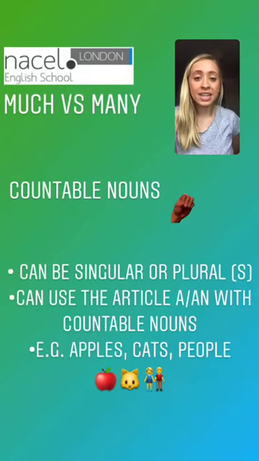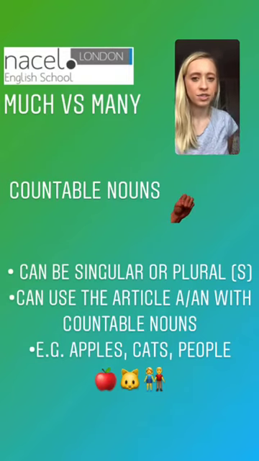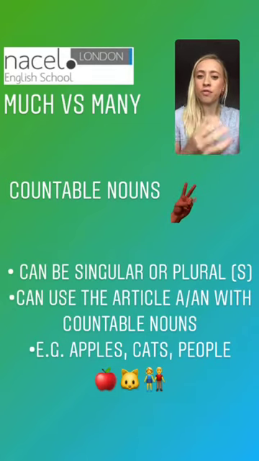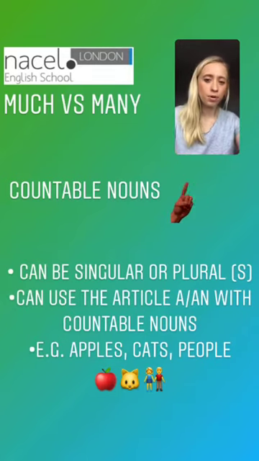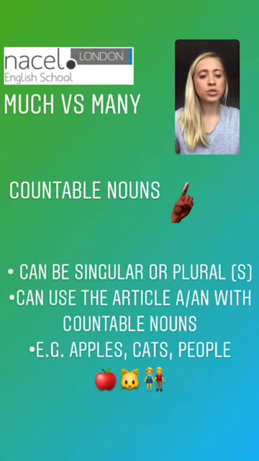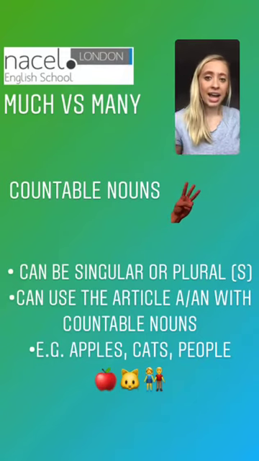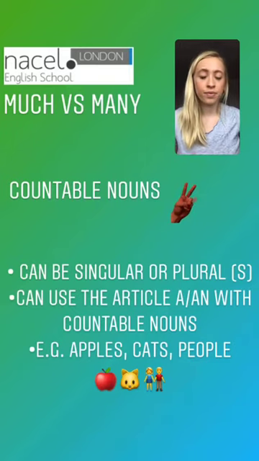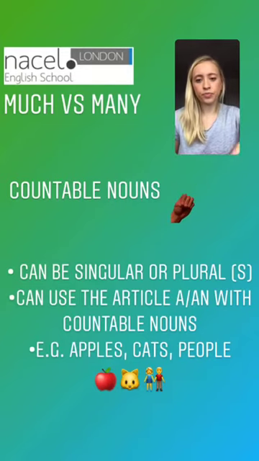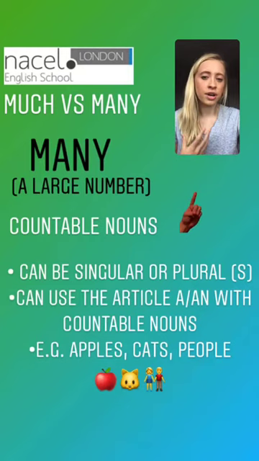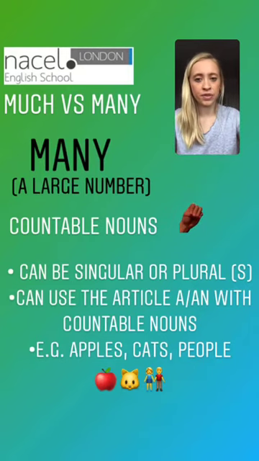This is to do with our countable and uncountable nouns. So a countable noun is something that we can count: 1, 2, 3, 4, 5. They can be singular or plural. For example, 1 apple, 2 apples with the plural s. We can use the article a or an with countable nouns, an apple, a cat, for example. The examples of countable nouns I have are apples, cats, and people. Okay. And we use many with countable nouns. Many just means a large number. So that's the first one.